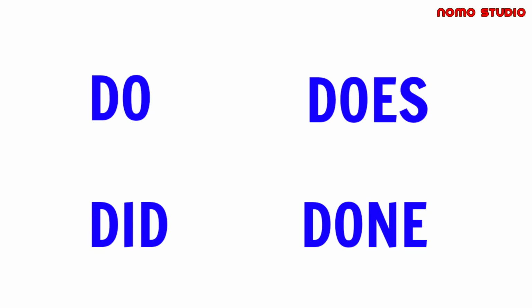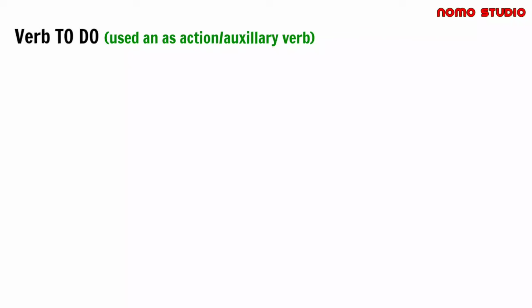Ito po ay kalimitang nagkukos ng confusion in the English language. Actually, these are all forms of the verb to do. The verb to do can be used as an action verb and also as an auxiliary verb. In some cases po kasi ang mga verbs na ito ay ginagamit that expresses an action. So let's take a look at this table for us to visualize.